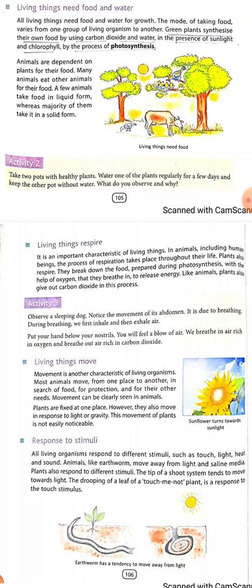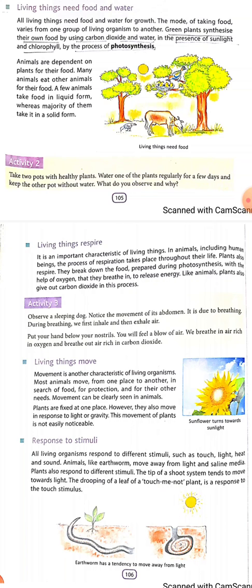Plants are fixed at one place, however, they also move in response to light or gravity. This movement of plants is not easily noticeable. Students, living things can move. That is a characteristic of all living organisms. Plants and animals both are living, but the movement from one place to another place is observed only in the case of animals, not in plants.